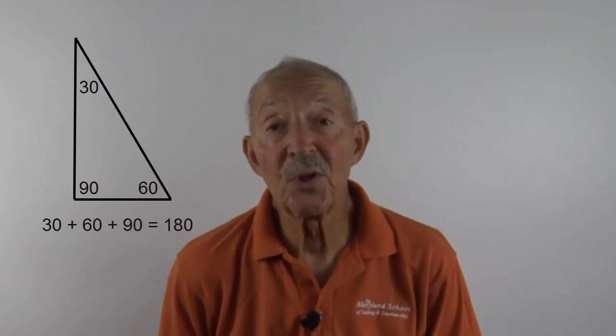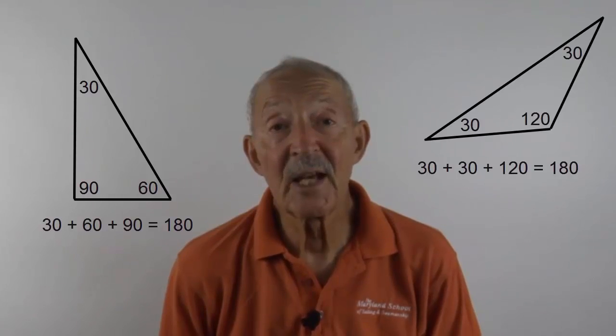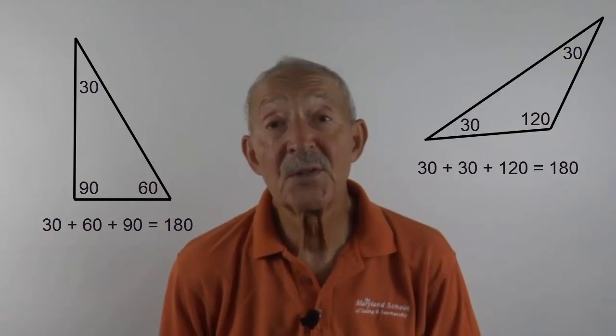To help clarify this, let's look closer at the geometry of triangles. In all triangles, regardless of proportions, the three internal angles, when added together, will total 180 degrees. This is just a fact of geometry.